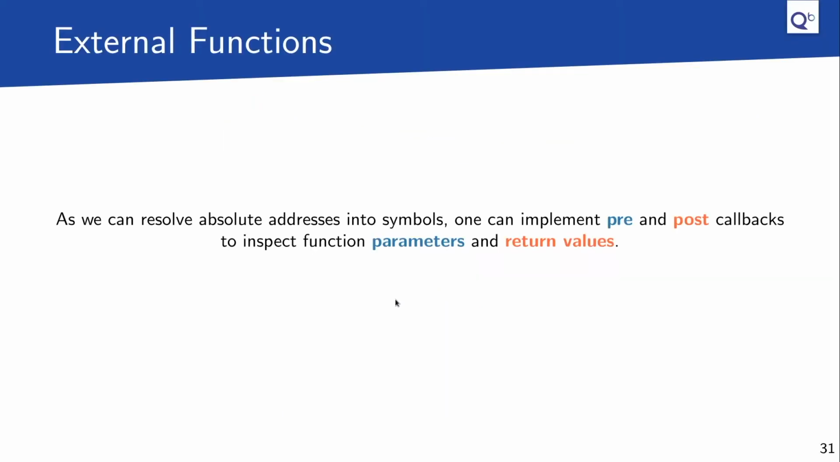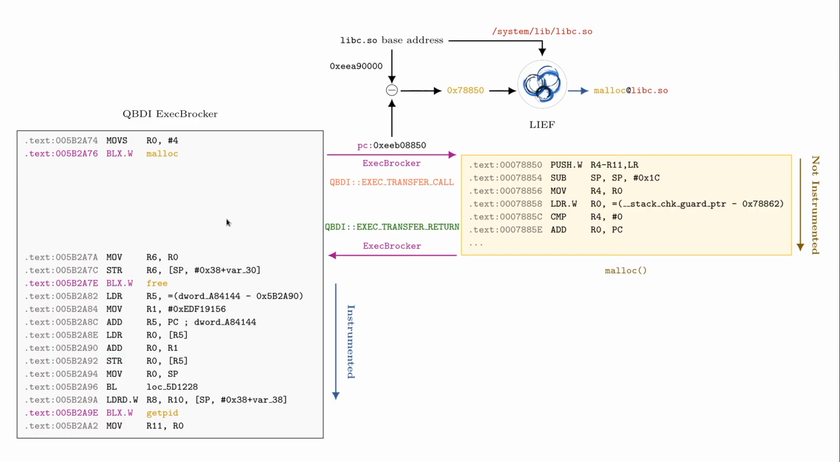And doing so, you can have pre and post callbacks over the external function, which enable you to analyze the parameters of the function and the return value. This approach is quite interesting, because if you are using hooking, you must know beforehand which function you want to hook. But here, we don't know beforehand which function will be hooked. We just see that there is an external call, and then we resolve the external call into a symbol.